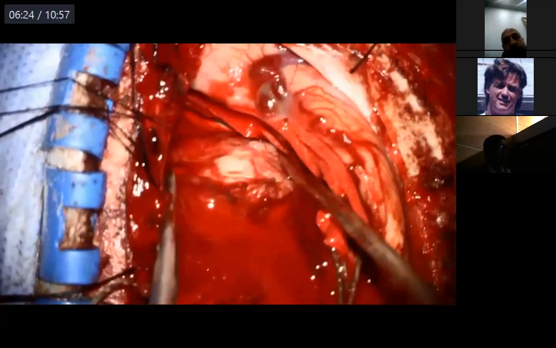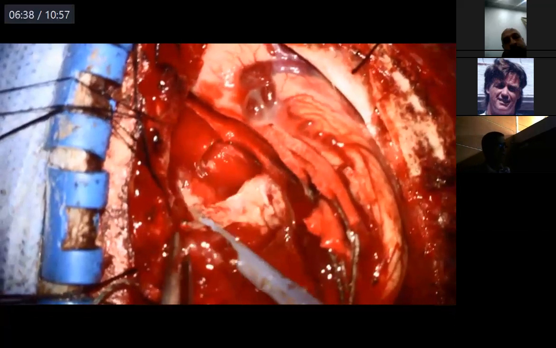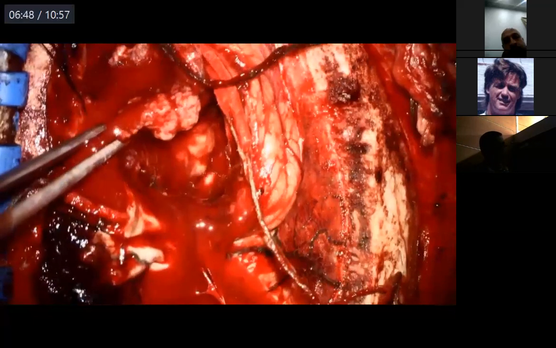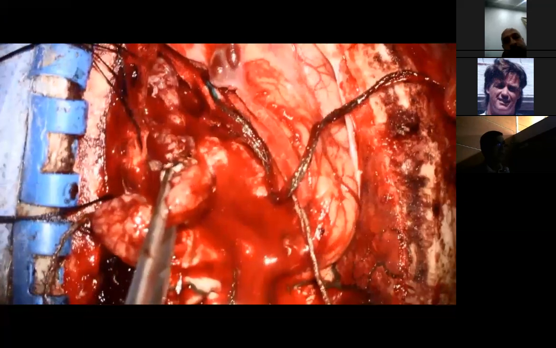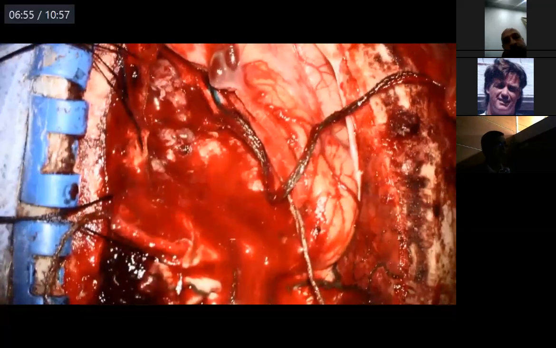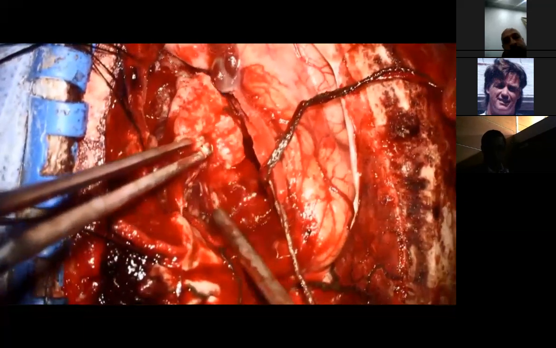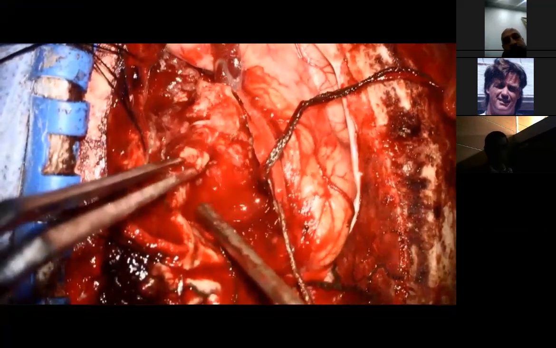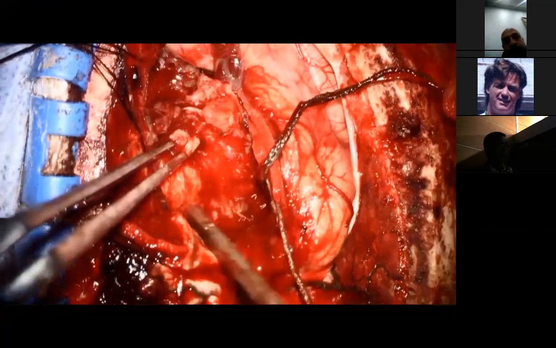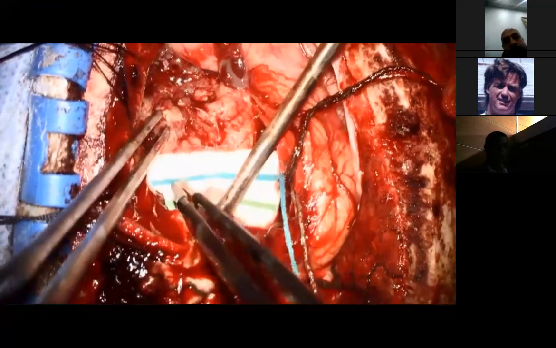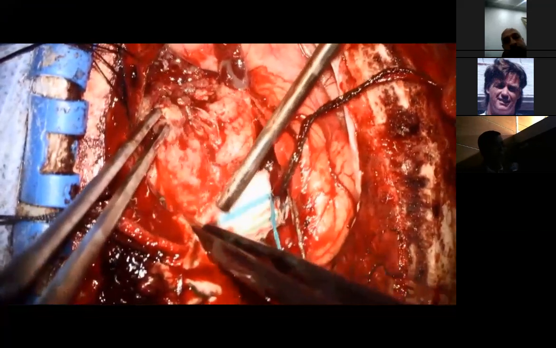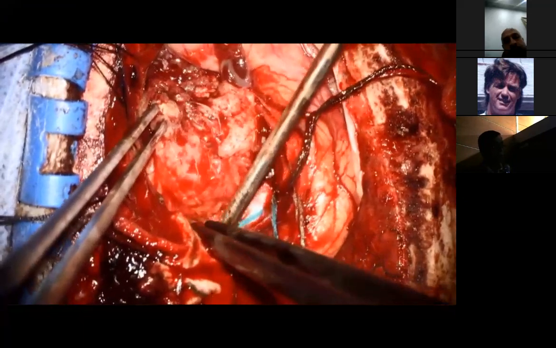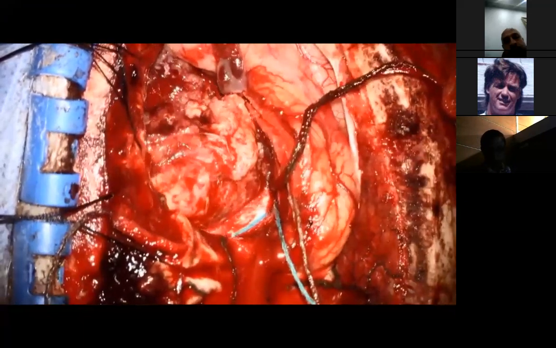So piece by piece you go around it. It took 8 to 9 hours, but that's okay. Are they usually well encapsulated? Yes, they are. Except in brain invasion, then you will not see a plane of cleavage. But not like this, you just went around it.